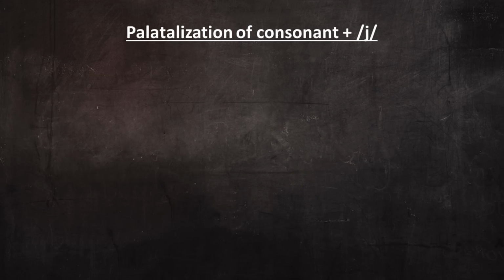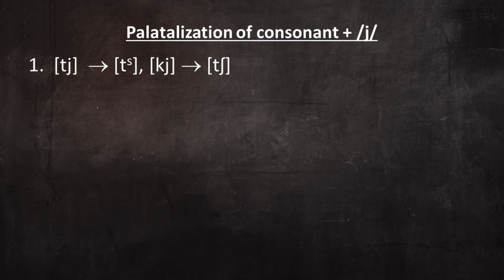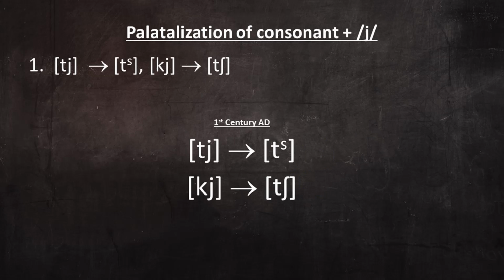Palatalization of consonant plus y. In the transition from spoken Latin to Old Spanish, when a consonant appeared before the y sound, the y often acted on the consonant, converting it into a palatal. Let's look at some examples. Tia and kia. By the 1st century A.D., palatalization of these combinations had produced these outcomes.